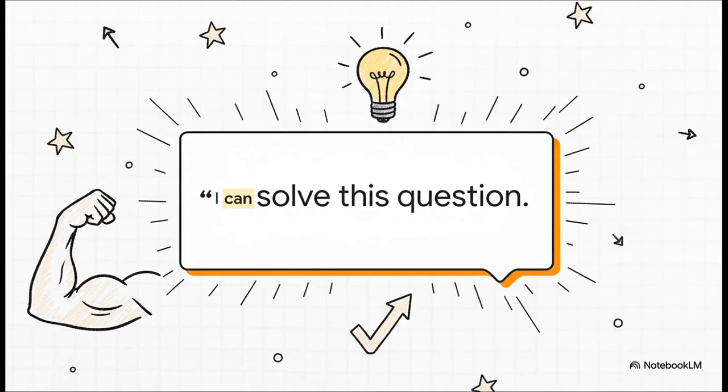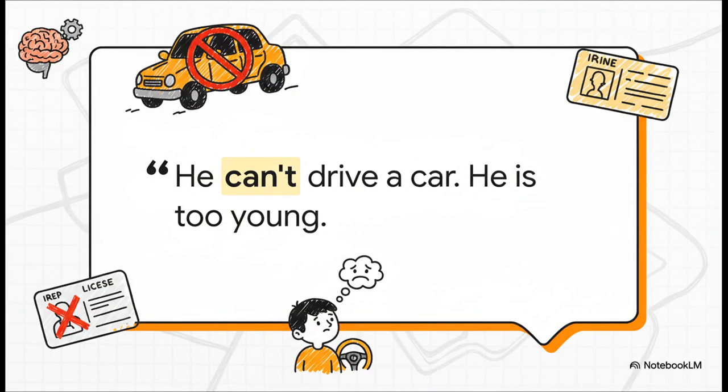For instance, if you say, I can solve this question, that's a pure statement of confidence. You're not hoping, you're not guessing, you're telling everyone you have the ability. Simple as that. And the opposite is just as powerful. He can't drive a car. That's a hard no. It's not just a suggestion, it's a statement about a total lack of ability or permission, usually for a very clear reason. It is a definite nope.